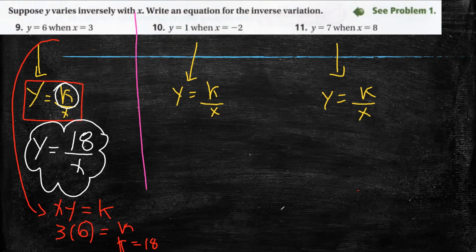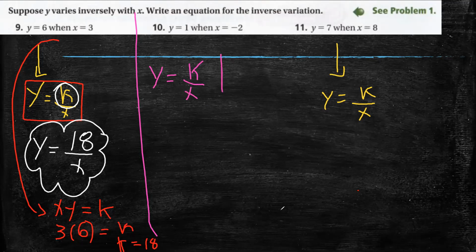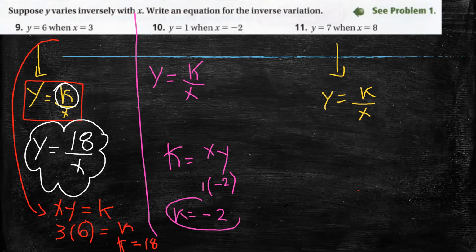In number 10 here, we say that the equation is k over x. So to write the equation, you have to say y is k over x. What did you need? You need to find k. How did you find k? By multiplying x times y. So 1 times -2. If you multiply them, you get -2. So k is -2.